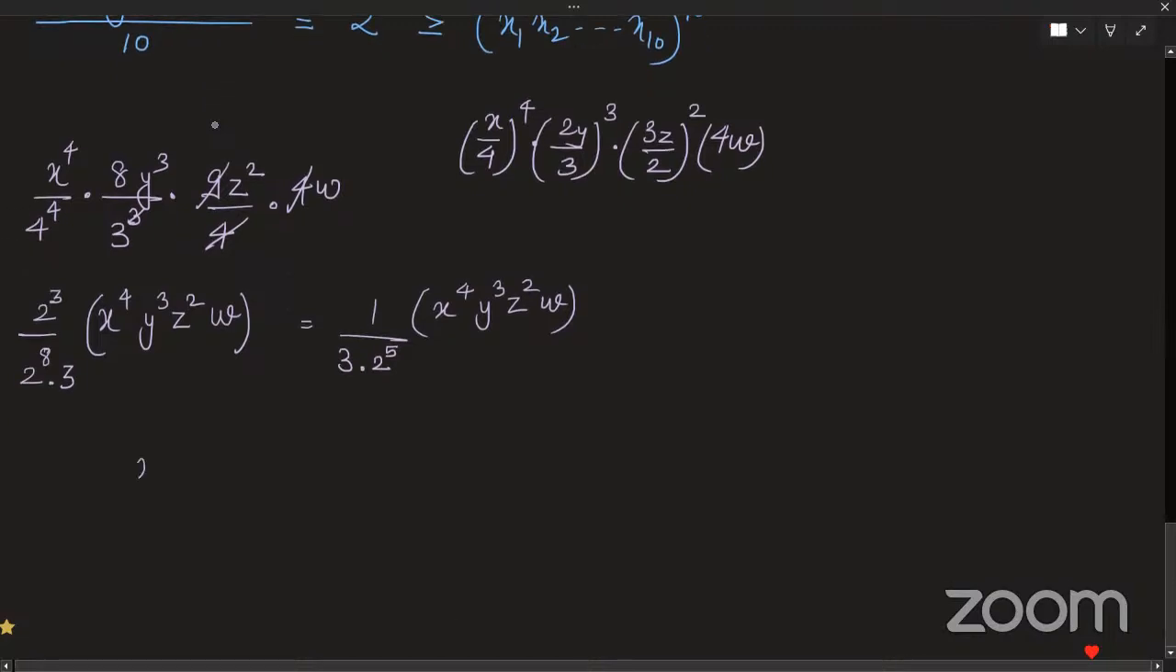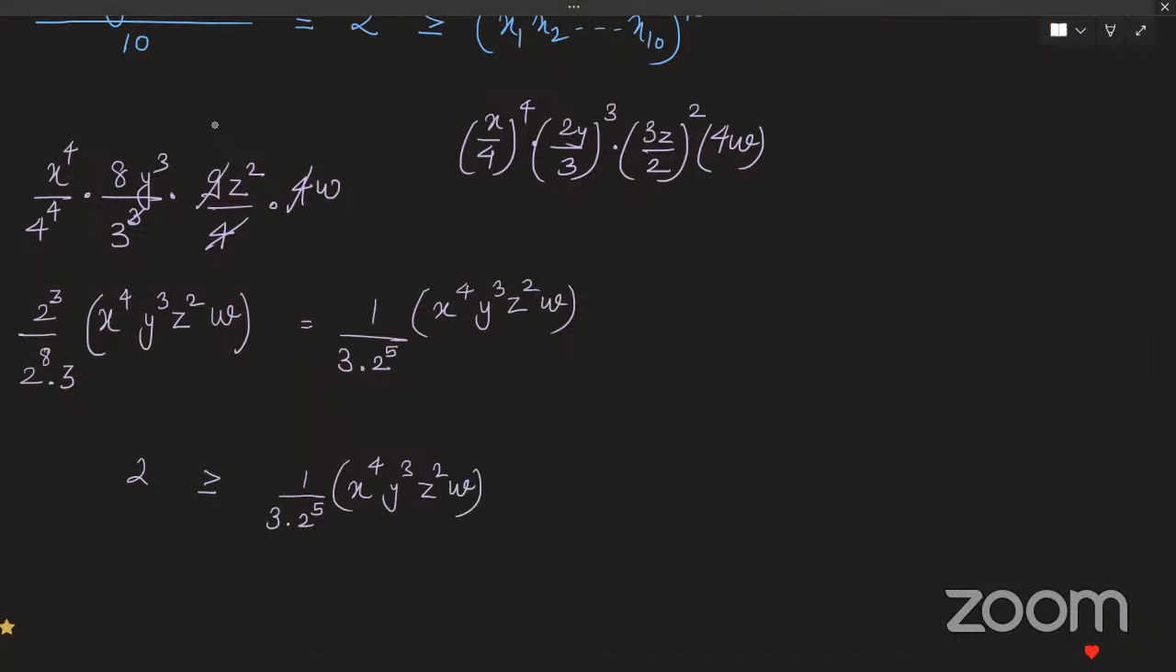So I have basically that 2 is less than or equal to 1 by 3 into 2 raised to 5 into (x raised to 4 y cube z square w) whole to the power of 1 by 10. This whole thing to the power of 1 by 10.